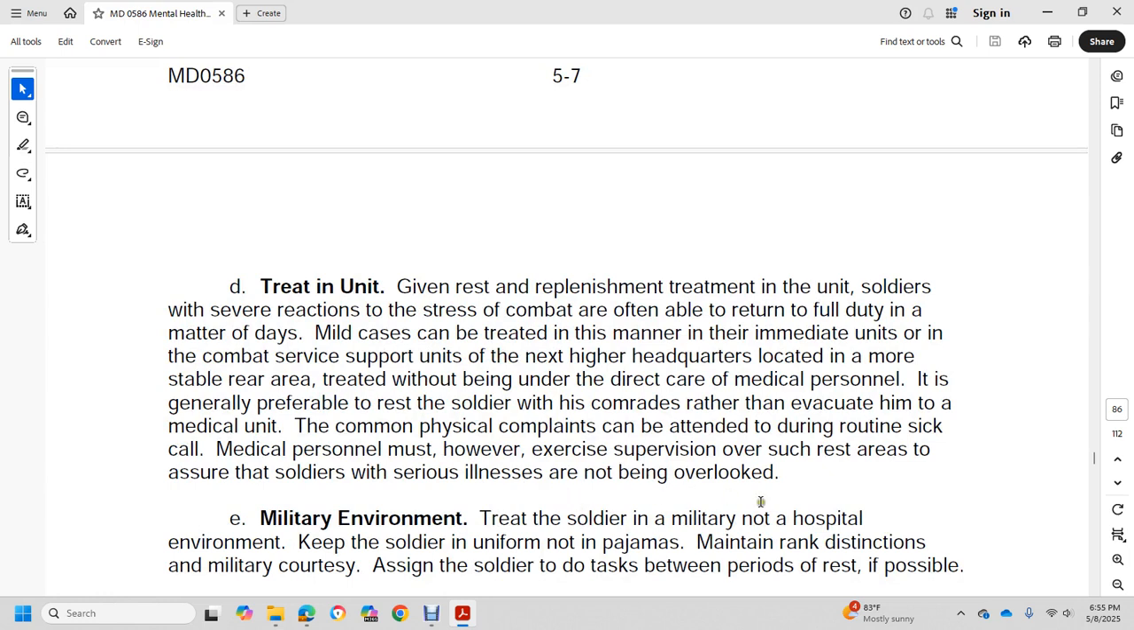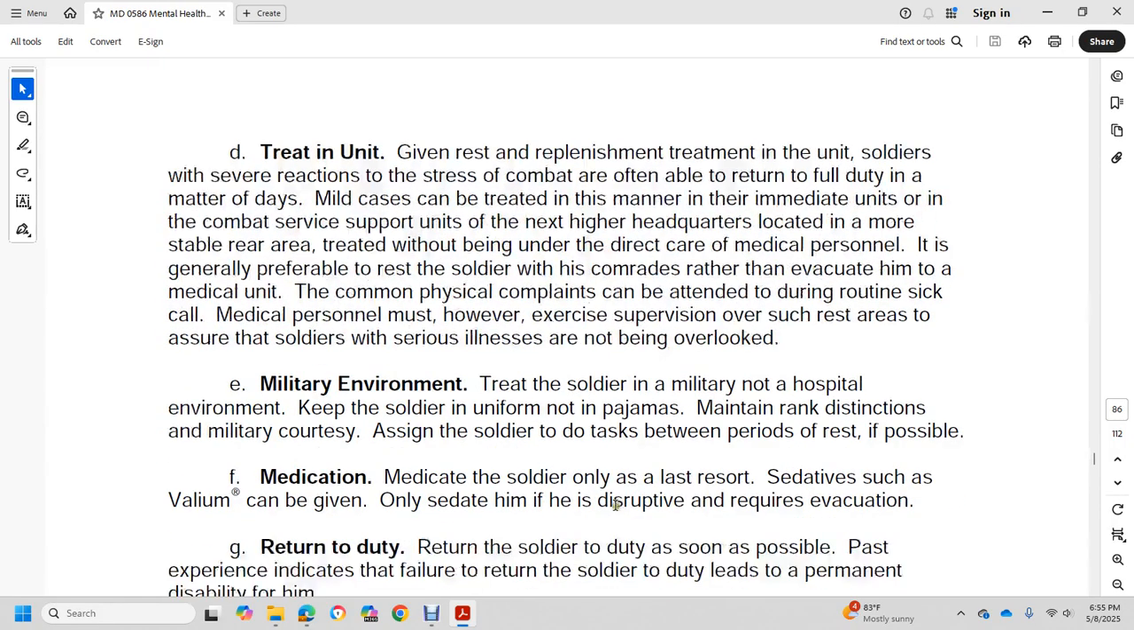Military environment: treatment of soldiers is in a military, not a hospital, environment. Keep soldiers in uniform, not in pajamas. Maintain rank distinction and military courtesy. Assign soldiers tasks between periods of rest, if possible. Medicate the soldier only as a last resort. Sedatives such as Valium can be given only if he is disruptive or requires evacuation.